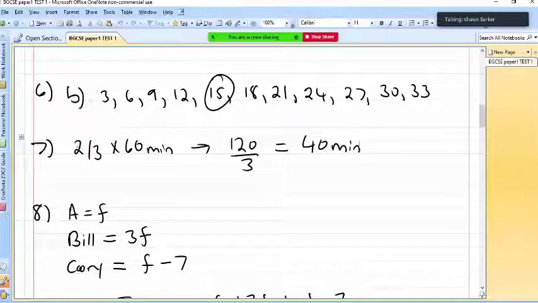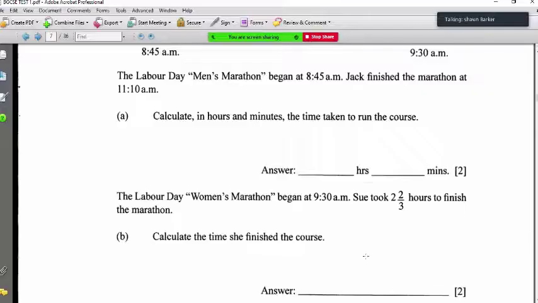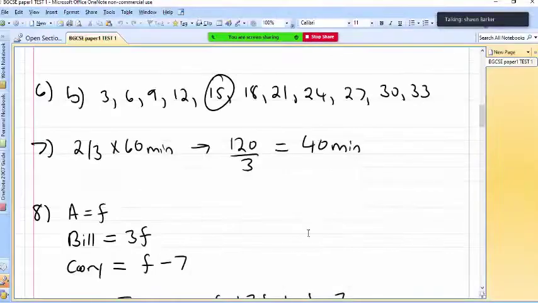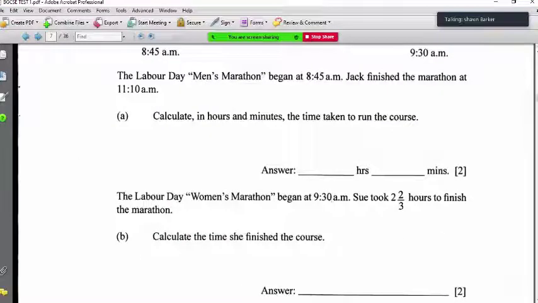60 times 2 is 120. 120 divided by 3 gives you 40 minutes. So in this case, she took 2 hours and 40 minutes. So therefore, if you add 9:30 to 2 hours, that's 11:30, and then you add 40 minutes to 11:30, you have what? 30 minutes give you 12 o'clock, and then 10 more minutes gives you 12:10, which will be 40 minutes. So therefore, she will finish at 12:10. Okay.